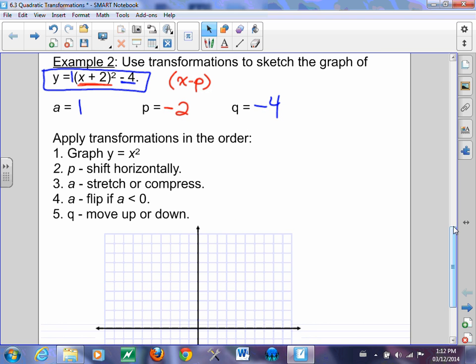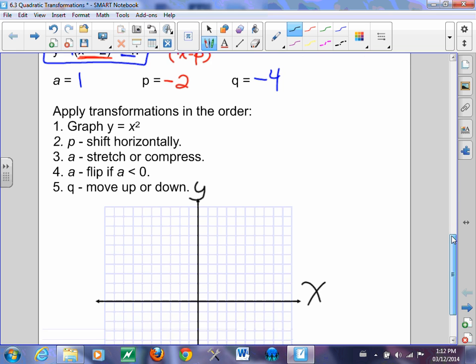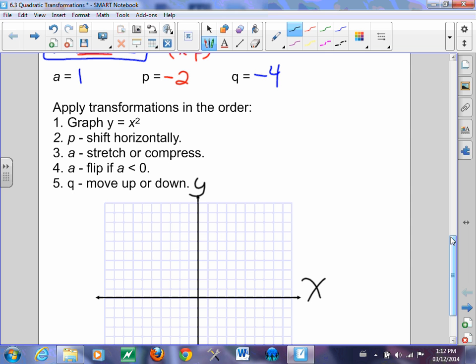All right, so I want you to do some color coding. Get your most basic color, usually your pencil, to start with your base function. The first step to apply the transformations is we've got to graph our parent function, sorry, our base function. That's another name for base function. You'll learn that in grade 11, folks.